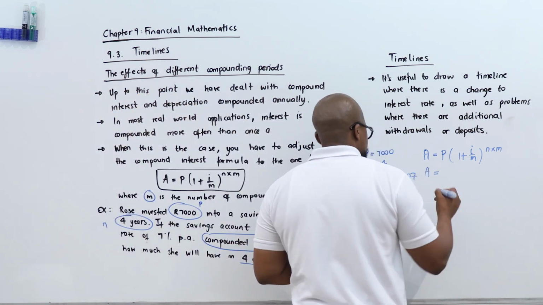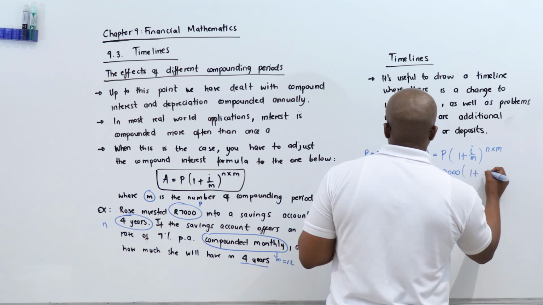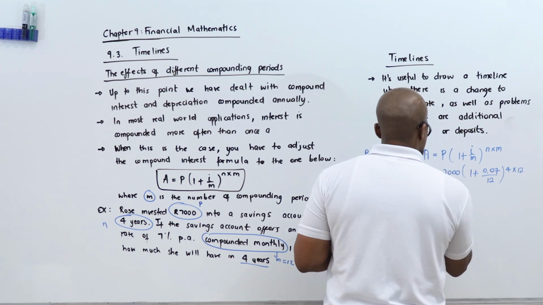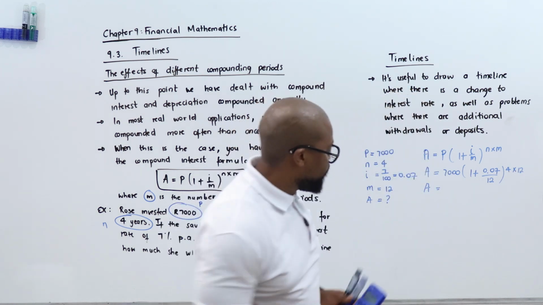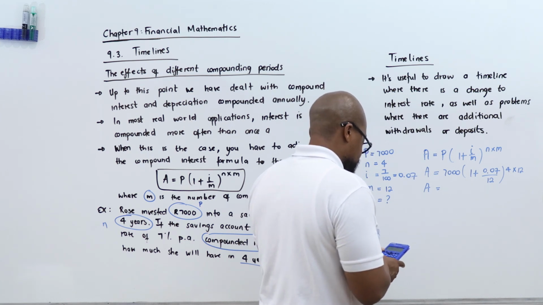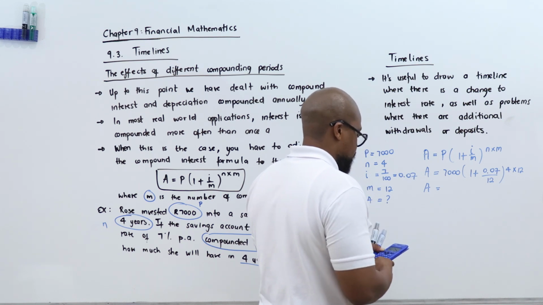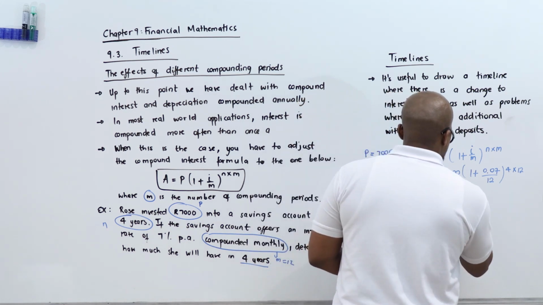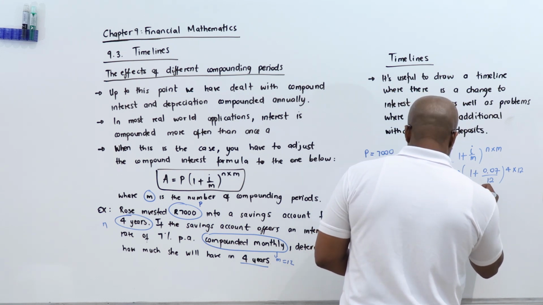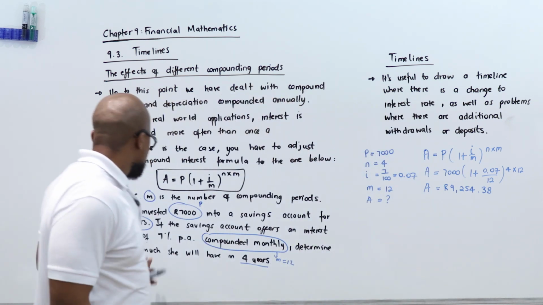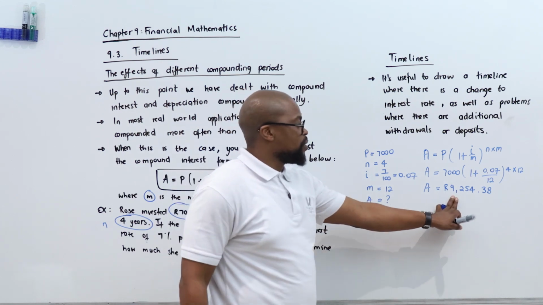I've got 7,000 Rand here, times 1 plus the interest rate 0.07 divided by 12, and then 4 multiplied by 12. Putting this in the calculator: 1 plus 0.07 divided by 12, and all of that is raised to the power of 4 multiplied by 12. That gives us 9,254.38. So that's going to be the accumulated value in 4 years' time. She would have invested 7,000 Rand, but in 4 years' time she will have 9,254.